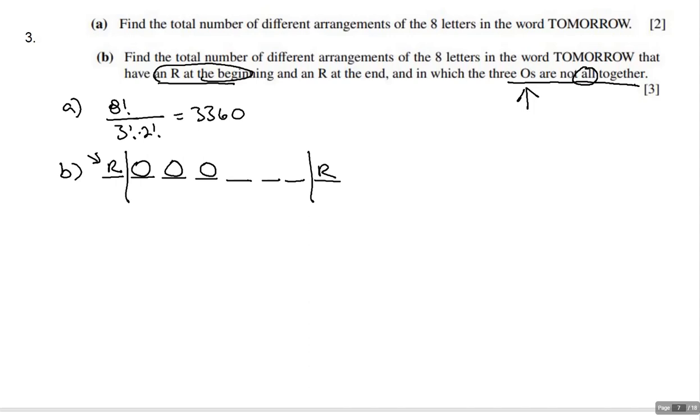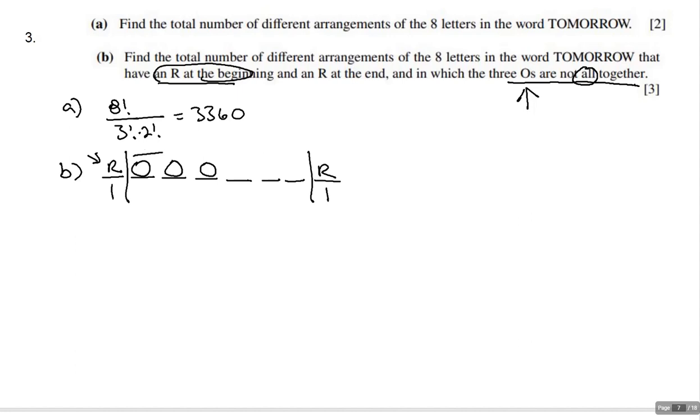What is always going to be in this first spot? Kayla, Alexa, what's always going to be in that first spot? An R. And what's always going to be in the last spot? Another R. And so there's only one way for that to happen, and there's only one way for that to happen. Yes? So what I've got to do now is figure out how many ways these O's stay together.